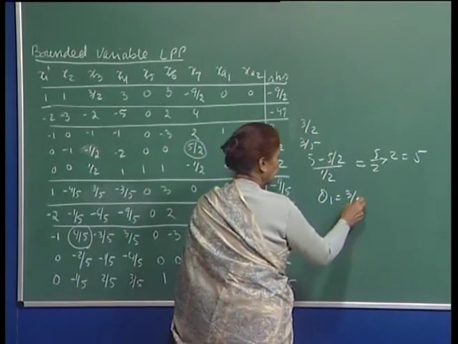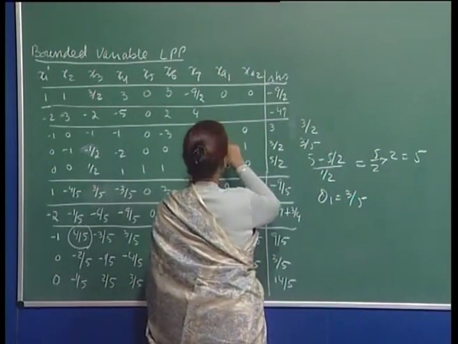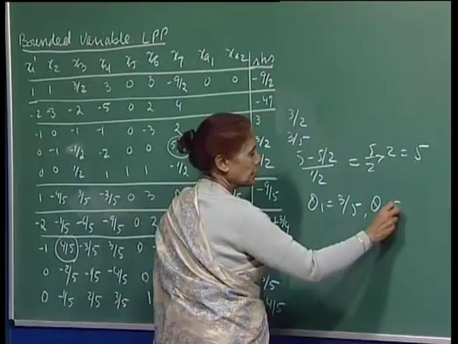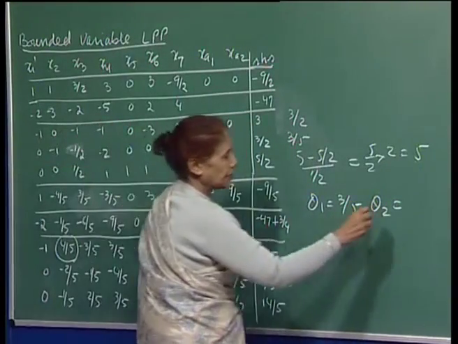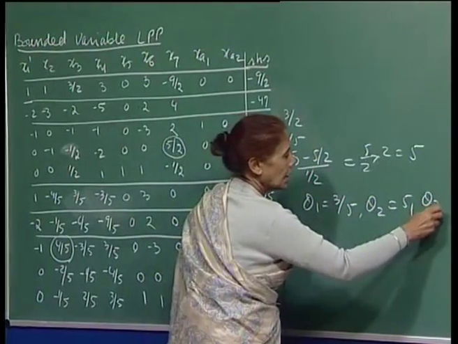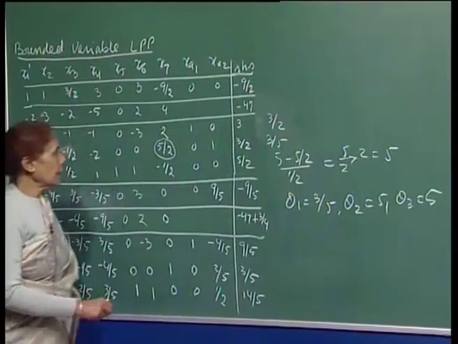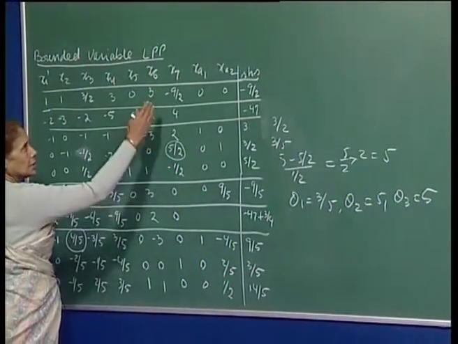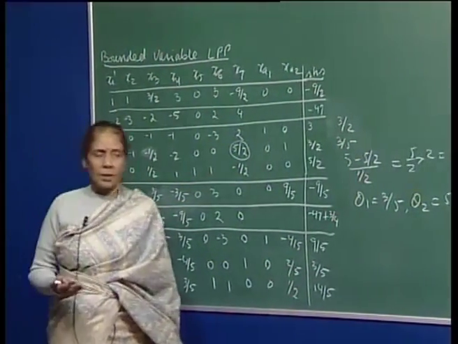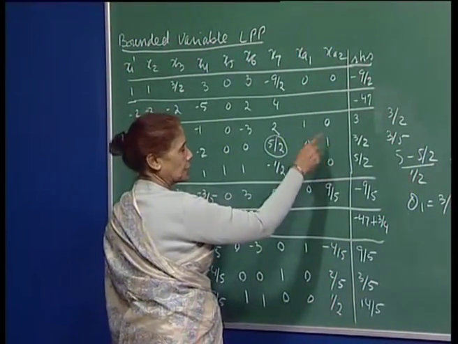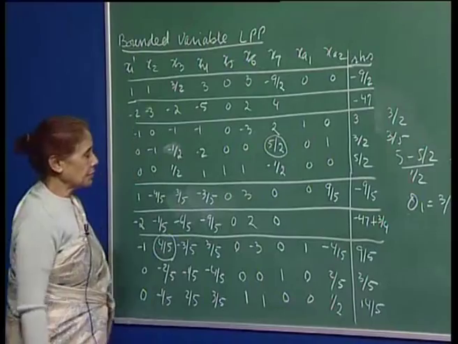Theta 1 is 3/5 because of the positive entries, this is the minimum ratio. Then your theta 2 corresponds to the negative entry, which is 5 here, and theta 3 is the upper bound, which is 5. So, theta 1 is the minimum, therefore, I will pivot on this one. So, x7 now becomes a basic variable, and in its place xa2 goes out of the basis.